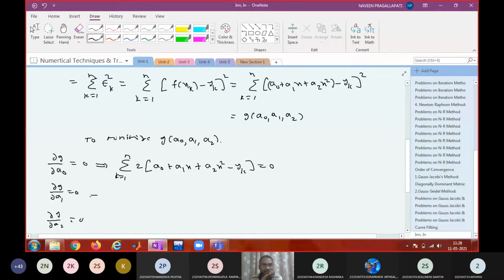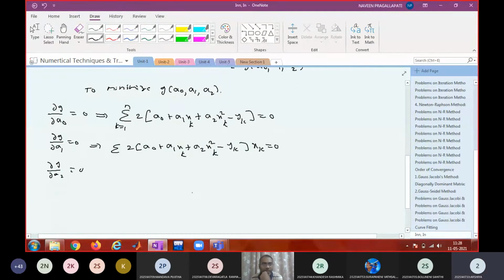This implies summation of 2 times a0 plus a1xk plus a2xk square minus yk, multiplied with the derivative with respect to a1. Okay, I think there is an index notation, so this has to be k. The derivative with respect to a1 is xk, so multiplied with xk, equal to 0.